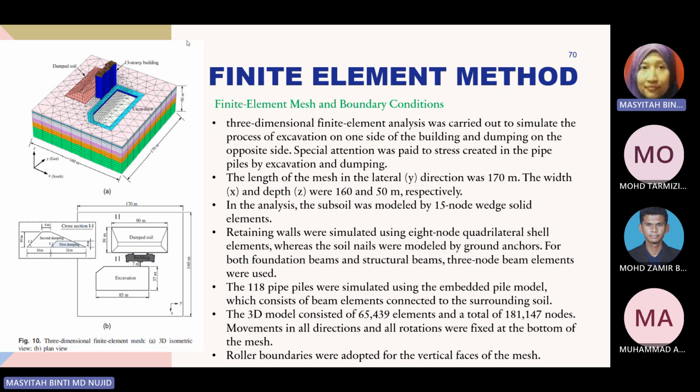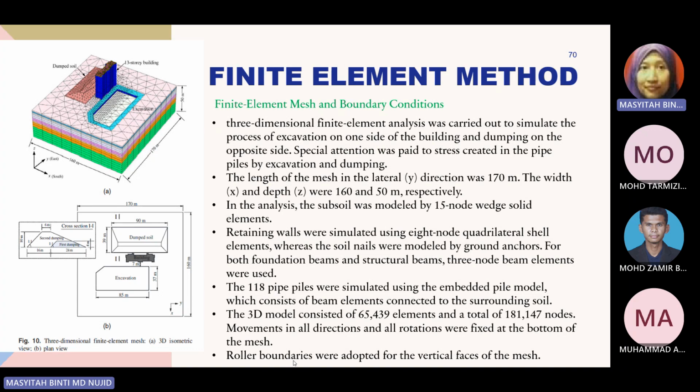The other important part about the modeling, besides the pipe parameters and the soil parameters, is the boundary condition. Here, the boundary condition is stated: the length of the mesh in the lateral Y direction was 170 meters. The widths X and Z were 160 and 50 meters respectively. And for the boundary condition, roller boundaries were adopted for the vertical faces of the mesh.